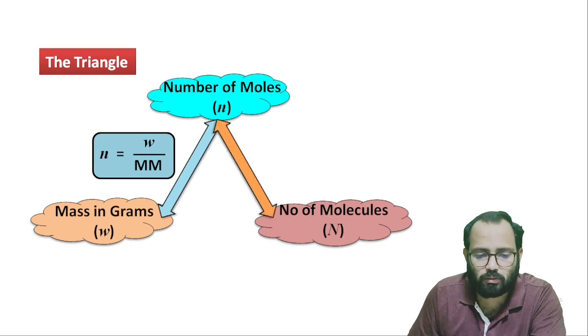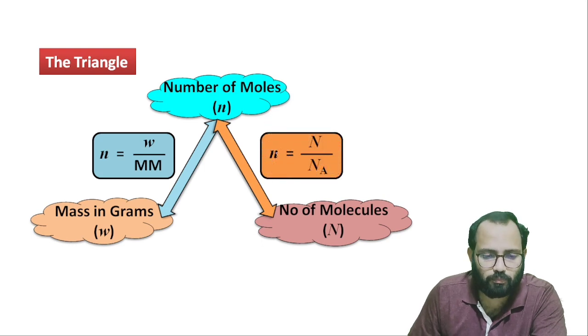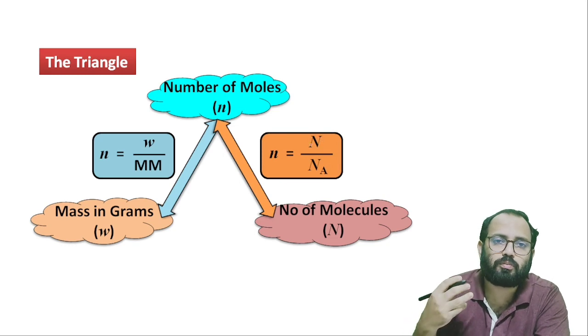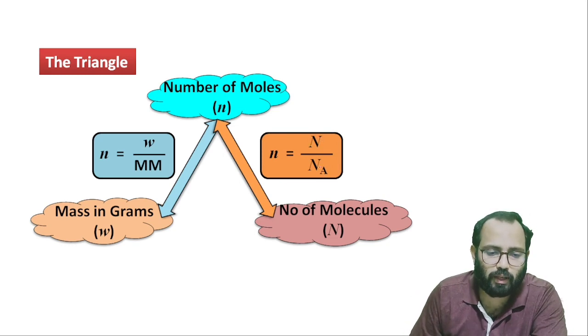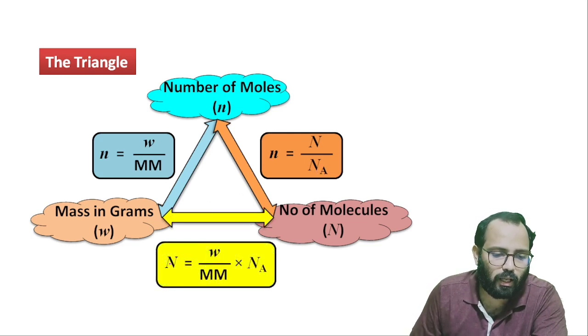If they have given the number of molecules and we want to find out the number of moles, the equation is n is equal to N by Na. N is the number of molecules and Na is the Avogadro number. If we want to relate these, obviously we can relate that N is equal to W by molecular mass into Na. How did this relationship come?